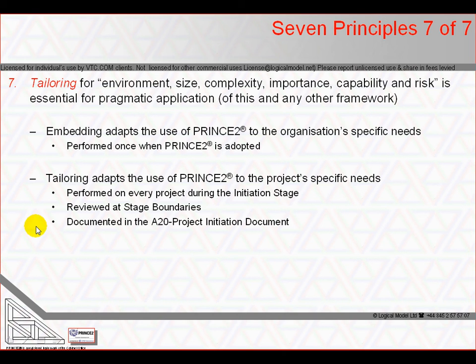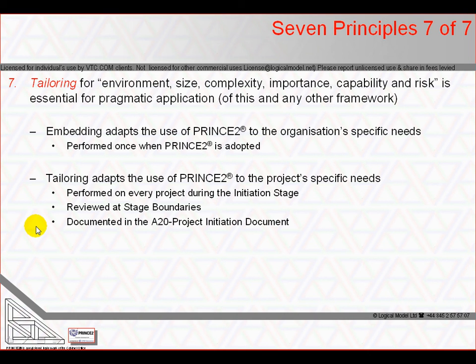Embedding is the adoption of PRINCE2 by the organisation. It's a one-off exercise. Tailoring, on the other hand, is the application of the embedded method to a project's specific characteristics. Neither a robotic application of the whole manual nor a heroic rejection of every element of guidance is appropriate. Instead, the method's elements must be selected and emphasized or de-emphasized to suit each project.